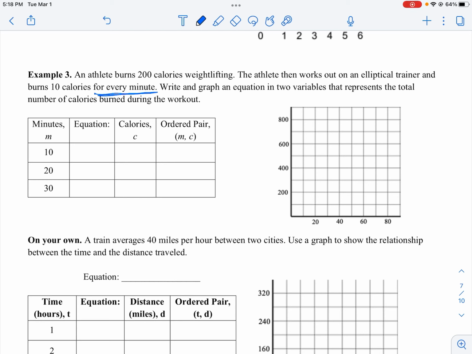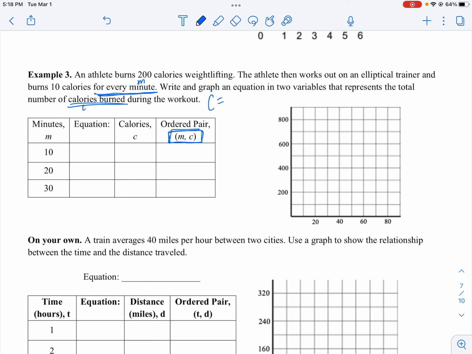Okay. So we're going to have two variables. We're going to have m and we're going to have c, just like here. Okay. So m represents minutes. I'm going to put an M above minute. And C represents calories burned. So we want to know how many calories were burned during the entire workout. Okay? So C is what we're trying to find. So it's going to be C equals something.